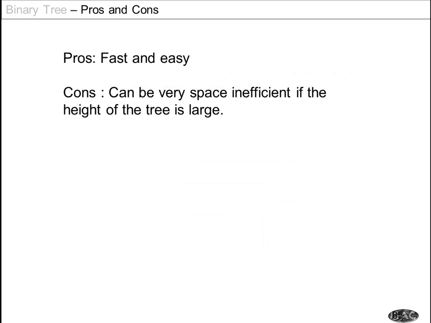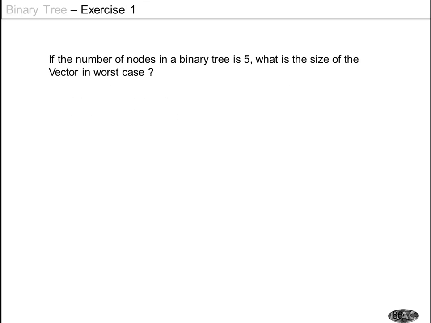What are the pros and cons of a binary tree? First of all, it is very fast and easy. It can be very space inefficient if the height of the tree is large. Now, here is the first exercise for binary tree. If the number of nodes in a binary tree is 5, what is the size of the vector in the worst case? So, remember what the question is. Find the size of the vector in the worst case.